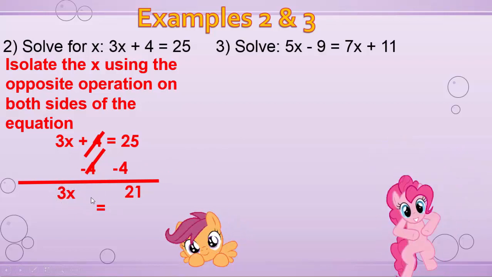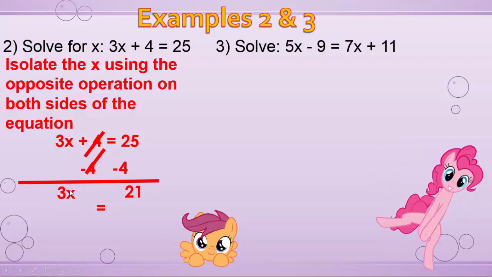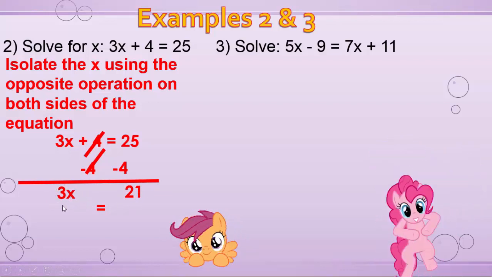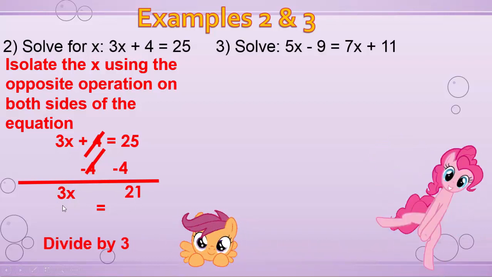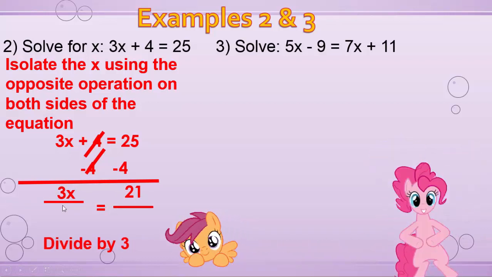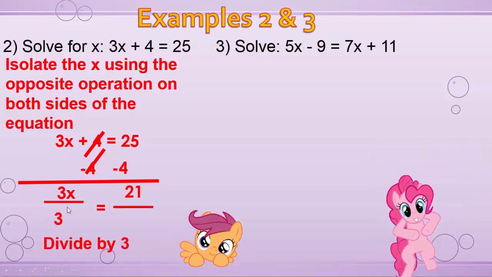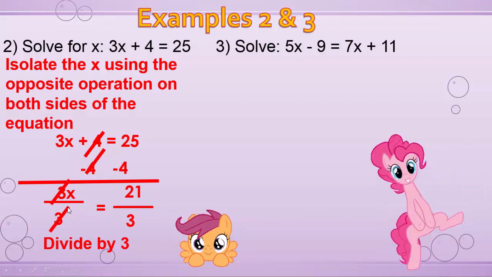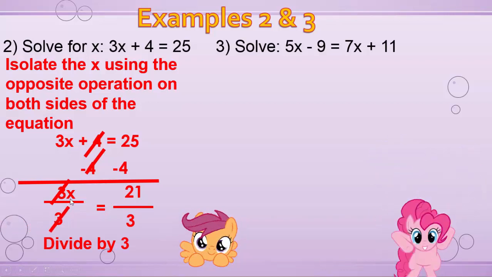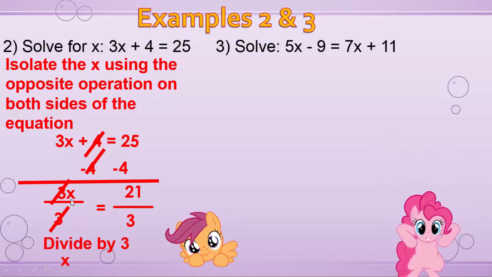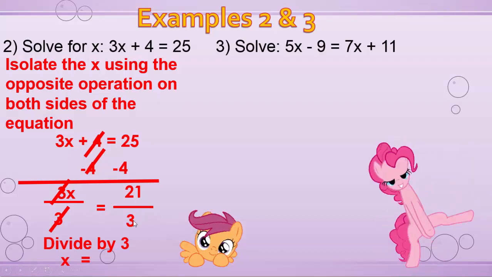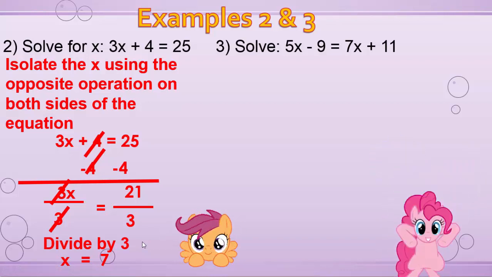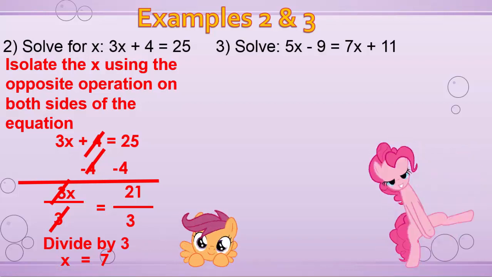Now we're left with 3x on this side and 21 on this side, but the x still isn't isolated. So we have to divide by 3 on both sides, because whatever we do to one side, we must do to the other side. So we cancel out the 3's, and that'll give us 1x or x. And finally, we get 3 goes into 21 7 times, and that means x is equal to 7.